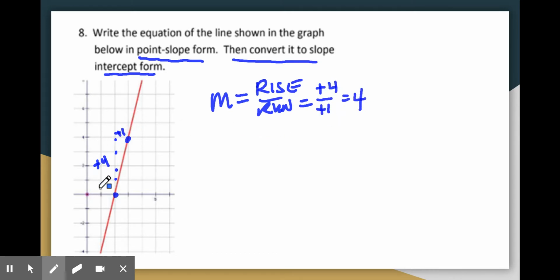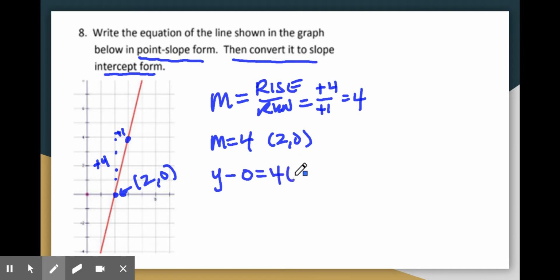Now I need a point that's on the line. Well, I have a couple. It doesn't matter which one I use. Let's just take this point, 2, 0. So I need a point and a slope. My slope is 4. My point is 2, 0. I'll have y minus 0 equals 4 times x minus 2. There's my answer in point-slope form.